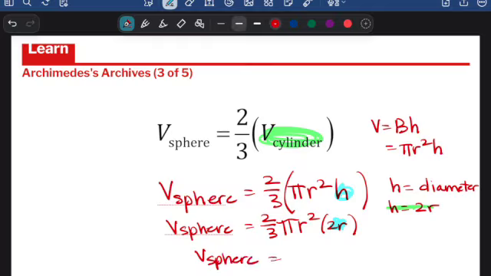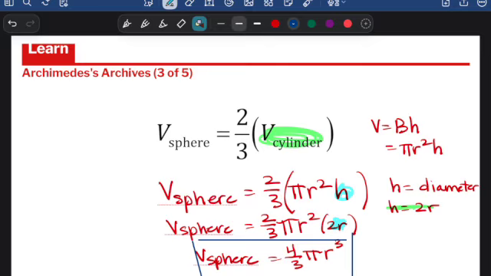Volume of the sphere. 2/3 times 2 would be 4/3 times pi. And I have r squared times r, and I know my exponent rules. If I multiply with the same base, that means I add the exponents together. So I have r squared times r would give me r cubed. Here is the final formula for volume of a sphere. Okay, 4/3 times pi times r cubed. And that's the formula we're going to be using in this lesson to calculate the volume of spheres.